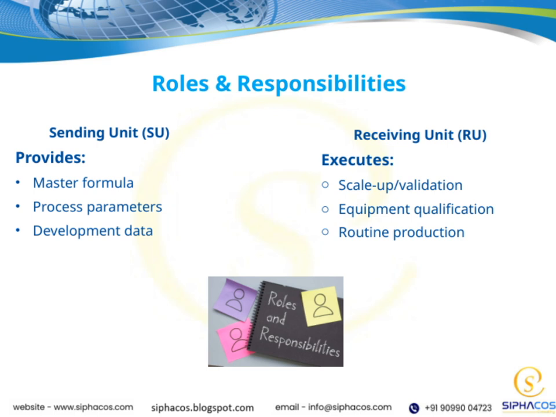Now, moving to the sending unit, their role is to provide essential information that guides the production process. This includes the master formula, which is the detailed recipe for the product, and process parameters that define how the process should be carried out. They also supply development data, which helps inform and optimize the process during scaling and validation. Connecting these points to the overall theme, clear communication and precise responsibilities between the sending and receiving units are vital for a successful transfer and consistent quality. Each unit has a distinct but interconnected role that ensures the entire process runs smoothly and efficiently.